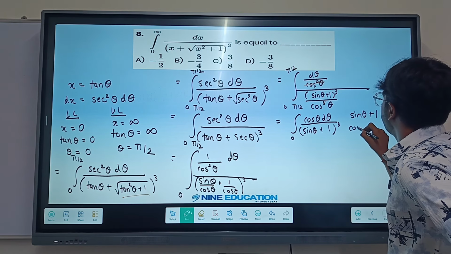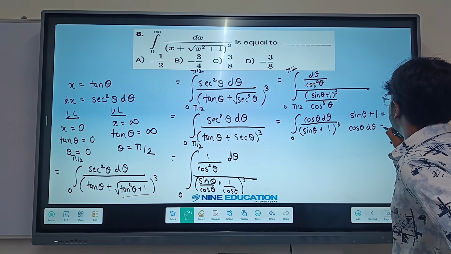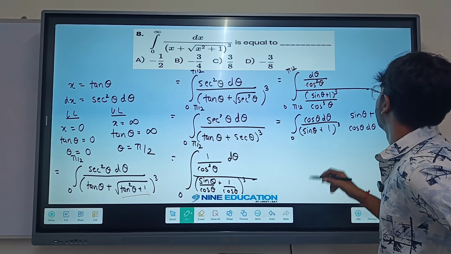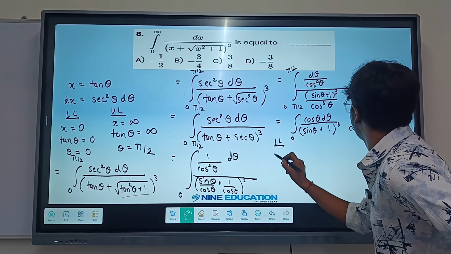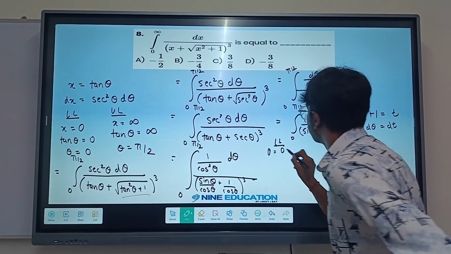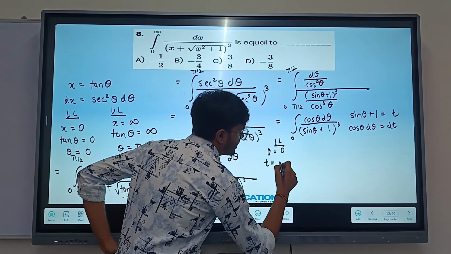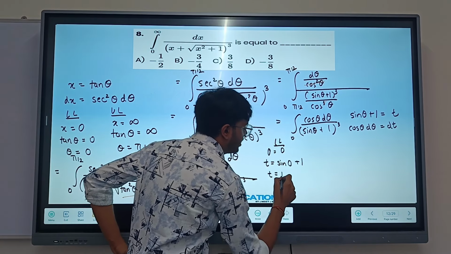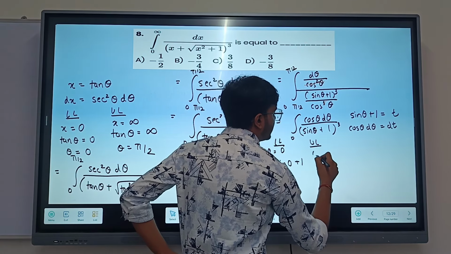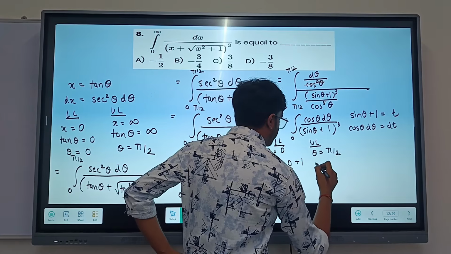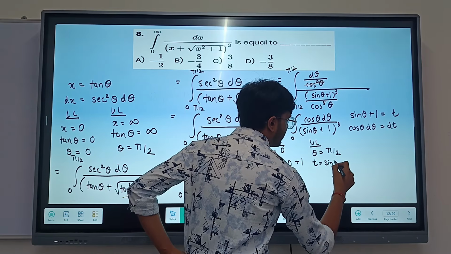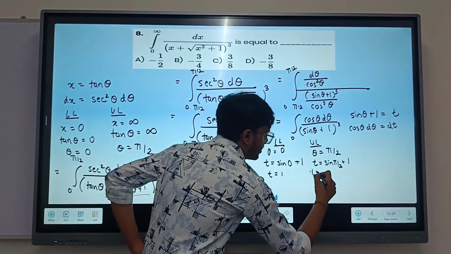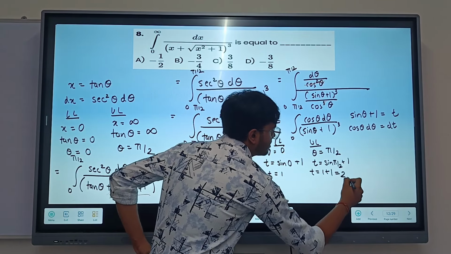Differentiation of sin theta, cos theta d theta would be dt. And let's change the limits. Lower limit of theta was 0, so t would be sin 0 plus 1, so t would be 1. Upper limit of theta was pi by 2, so t would be sin pi by 2 plus 1. What is sin pi by 2? 1. So t would be 1 plus 1, which is 2.